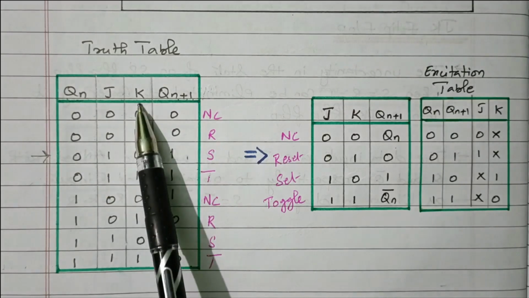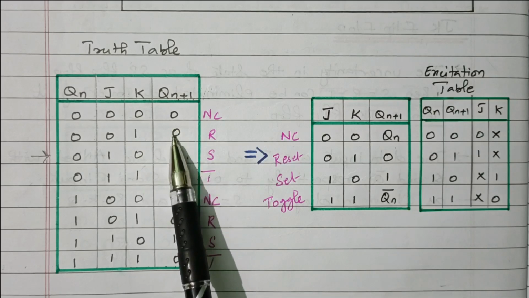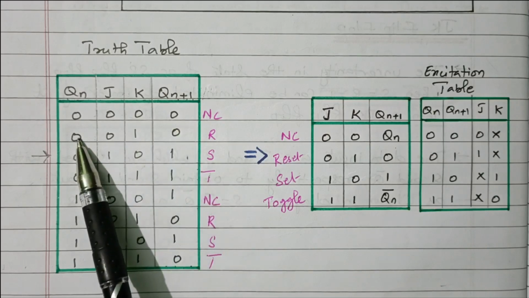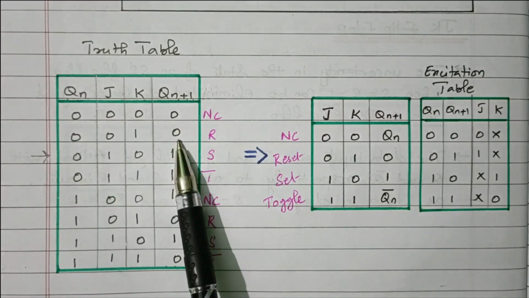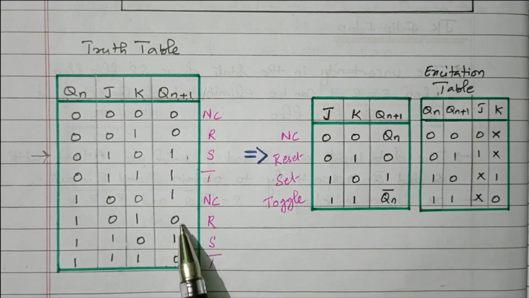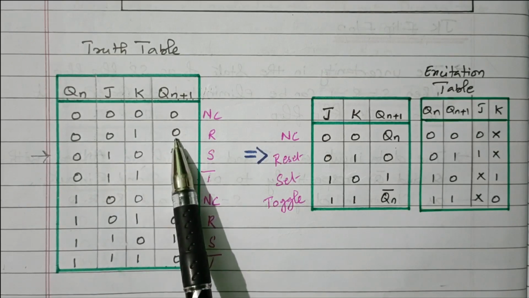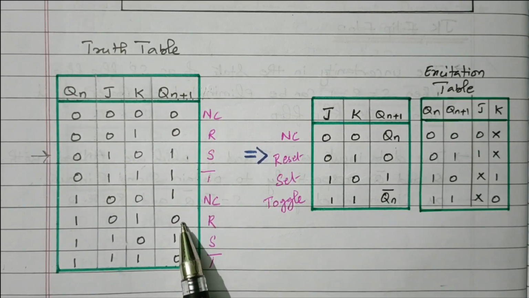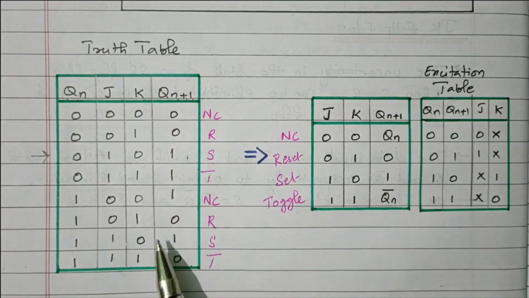0, 1, J K, it is called a reset. Reset means 0. Whatever may be the previous state, 0 means 0 is maintained, 1 means it will change to 0. So that is available. Reset 0, 1. If Qn previous state is 1, it will reset to 0. Right? So 0, 1 means the output next state will be 0. Reset. 0 means 0 maintained, 1 means that will change to 0.